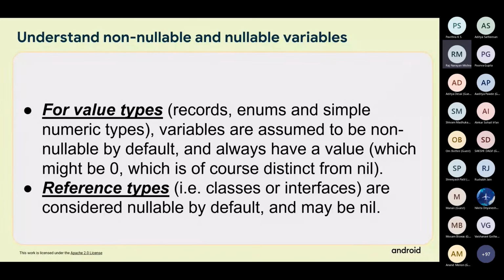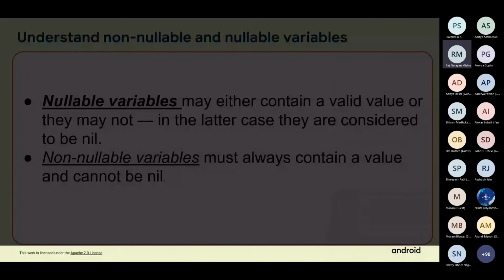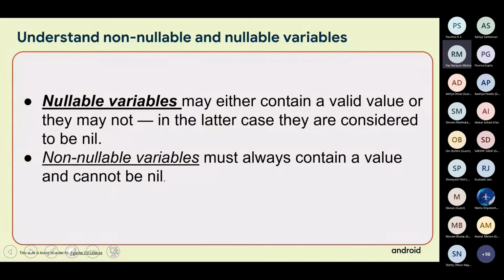If you are returning some variable, then it will be either -1 or 0 or some value that you get by calculating in the program, but they will have a value if you are returning or printing that. Now the same thing: nullable variables may either contain a valid value or may not. In the latter case, they are considered to be null. The same with the non-nullable variables, they will always have a value. They cannot be nil.